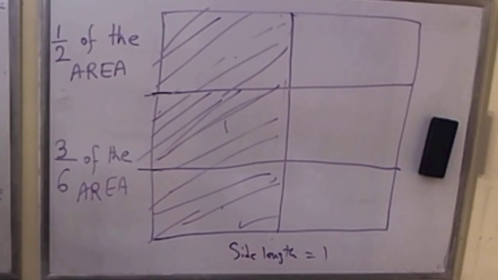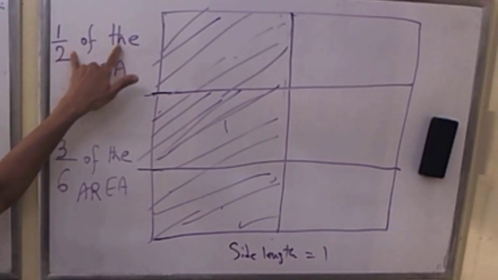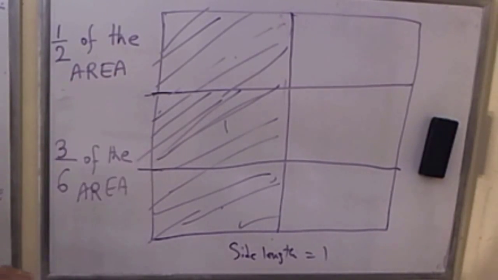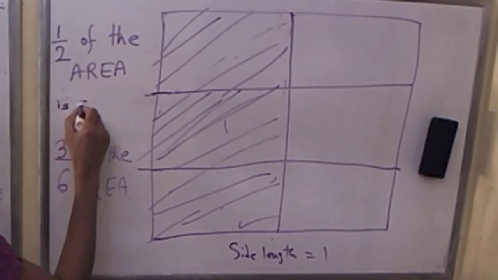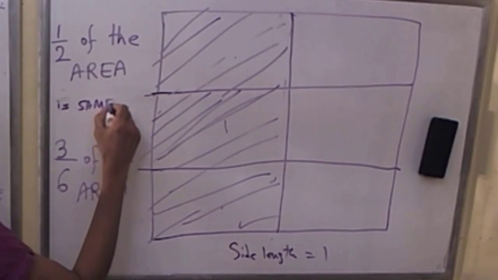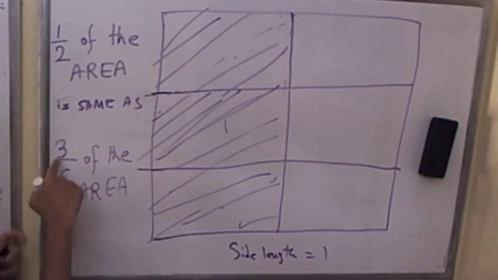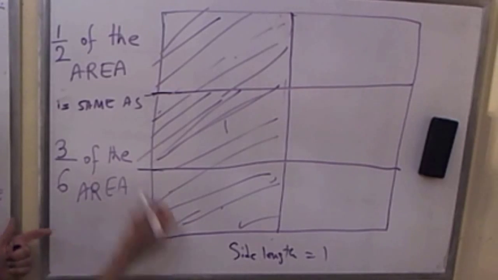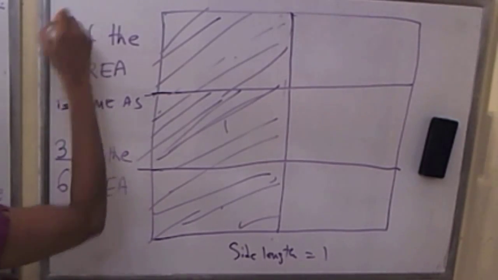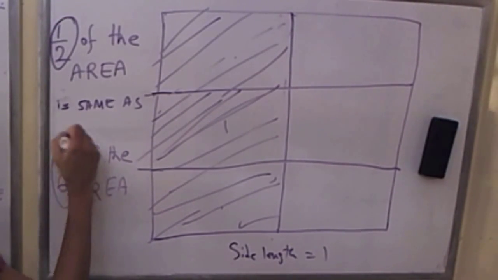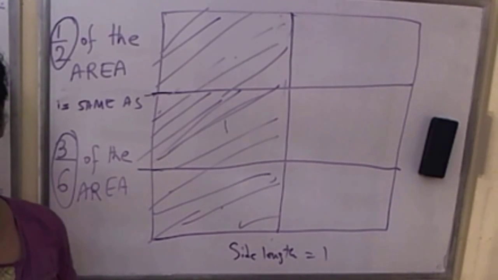So this shows 1/2 of the area is the same as 3/6 of the area. So this is another way of convincing yourselves 1/2 and 3/6 are equal.